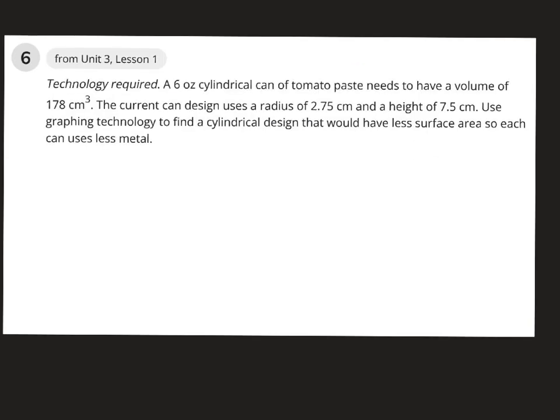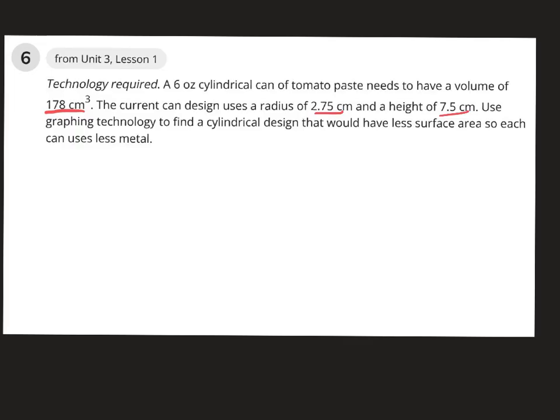Okay, this question is from lesson 3.1, which we didn't do. A 6-ounce cylindrical can needs to have a volume of 178 centimeters cubed. Okay, so we need to know the volume of a cylinder, which is the area of a circle times its height. The current can uses a radius of 2.75 and a height of 7.5. Use graphing technology to find a cylindrical design that will have less surface area, so each can uses less metal.